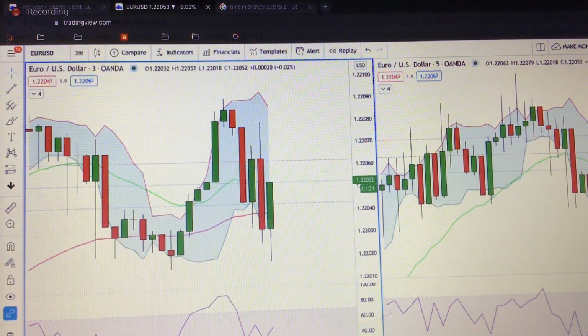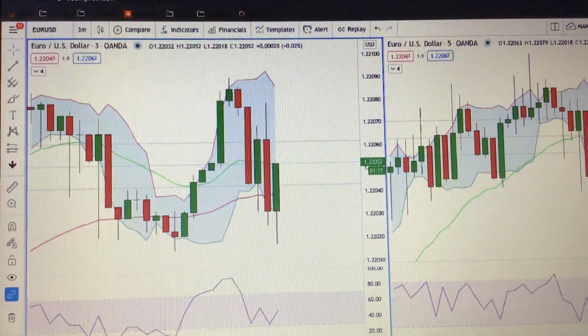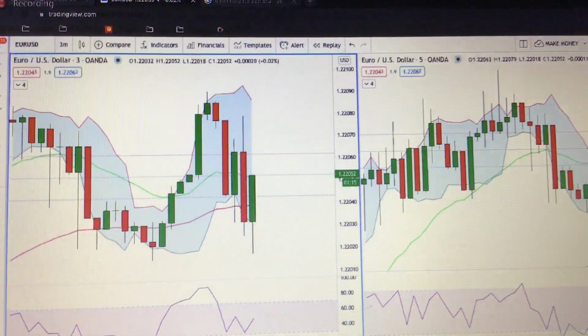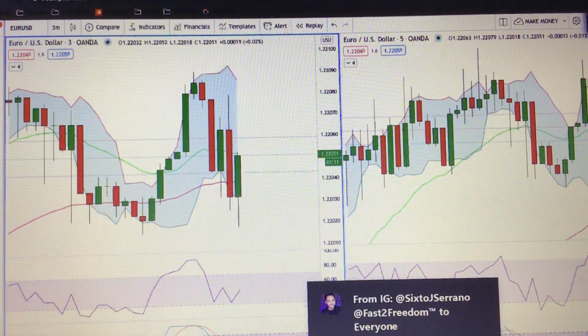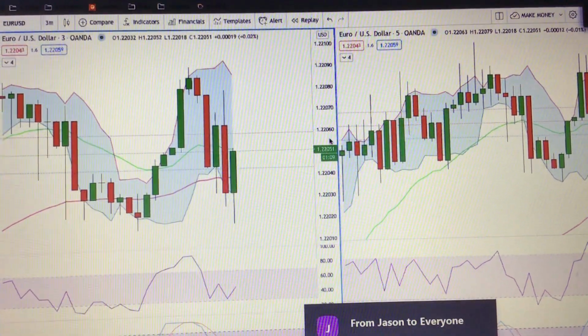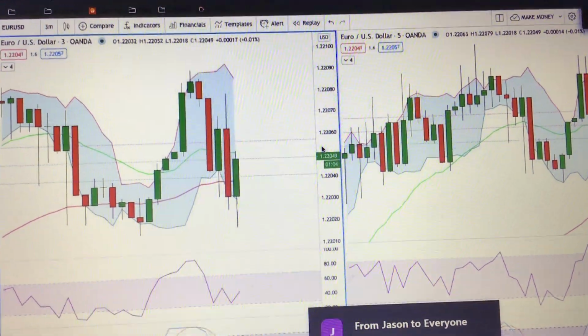TradingView chart that I have up. Can you guys see this? Yes, everybody can see TradingView? Euro USD 3-minute and 5-minute chart? Yep. Okay, awesome. Okay, cool.